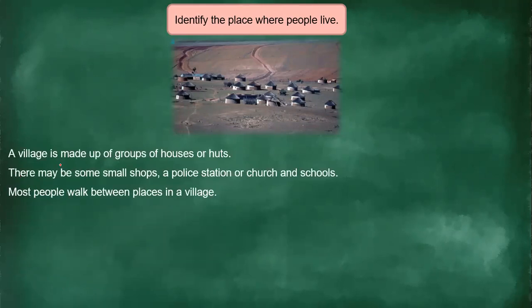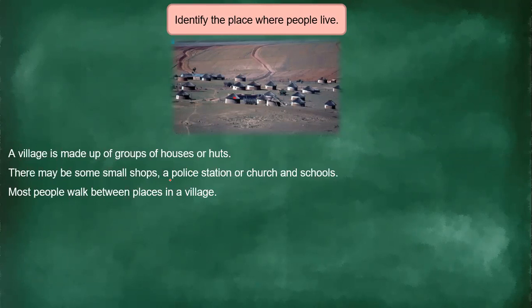A village is made up of groups of houses or huts. As you can see, these are a group of houses or huts. So this is a hut, okay? They may be small shops. Among these huts, you find small shops, and then there are police stations, churches, or schools, because we also need these things.